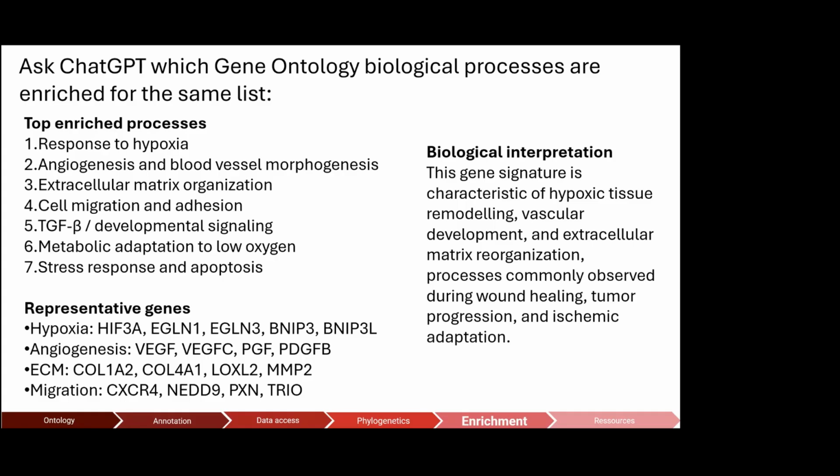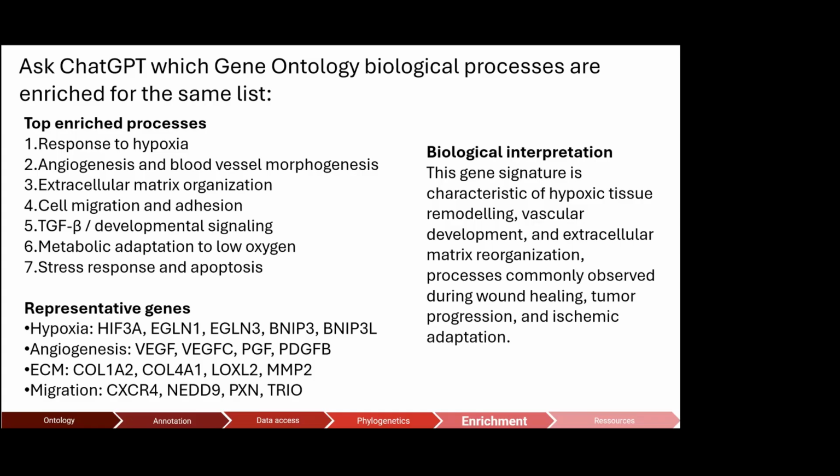Ask ChatGPT or your other favorite AI. You can use another one. You pass it the list and ask, what is enriched here? And this is the result. It's quite amazing, because the first three are the first three that you also found here using the tool. And then you have some more. You have some representative genes, and it even gives you a kind of summary.